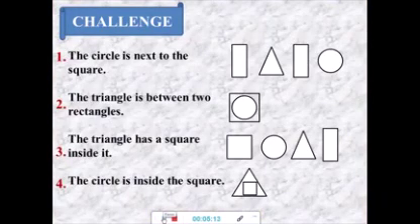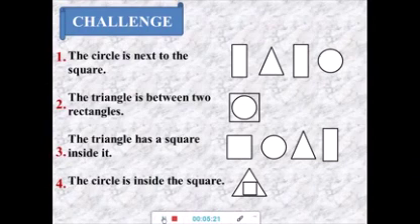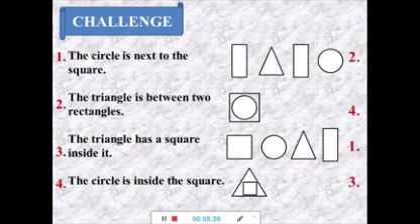So children, that was a video about the solid shapes and its examples. I know now you know everything about solid shapes. Now this is a challenge. You have to match according to the clues given. The first clue is you have to find out where the circle is next to the square. Where is the circle next to the square? Oh, yes. And the triangle is between two rectangles. The triangle has a square inside it. The circle is inside the square. Did you get your answers? Check your answers.